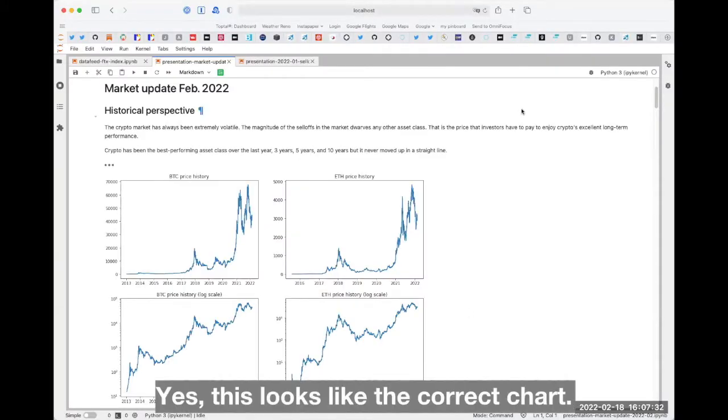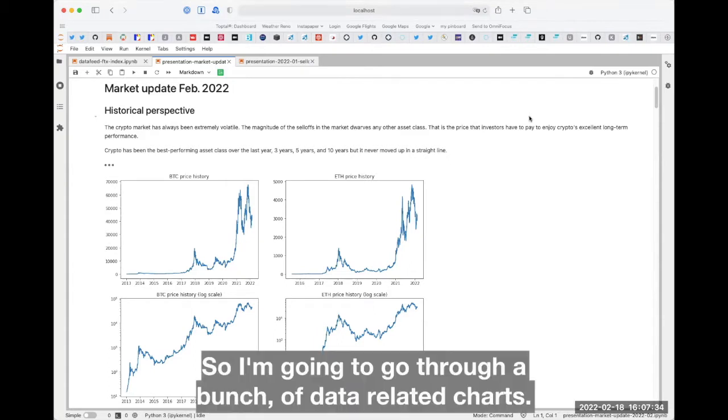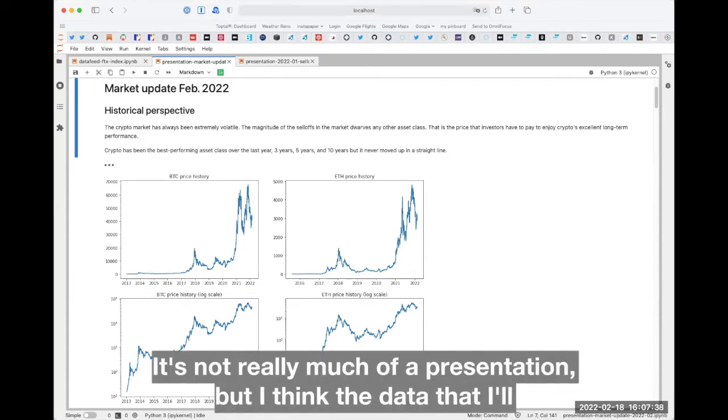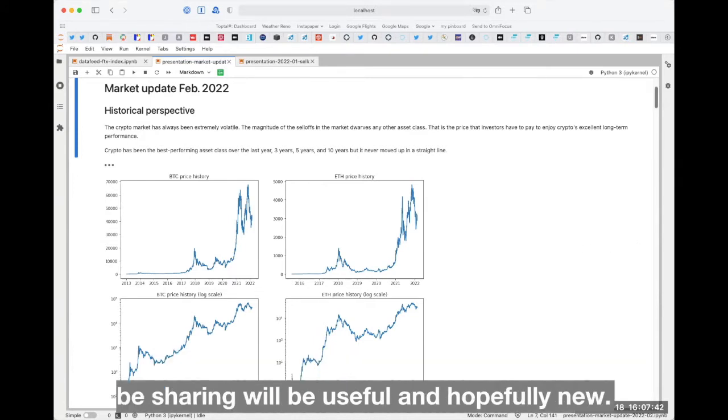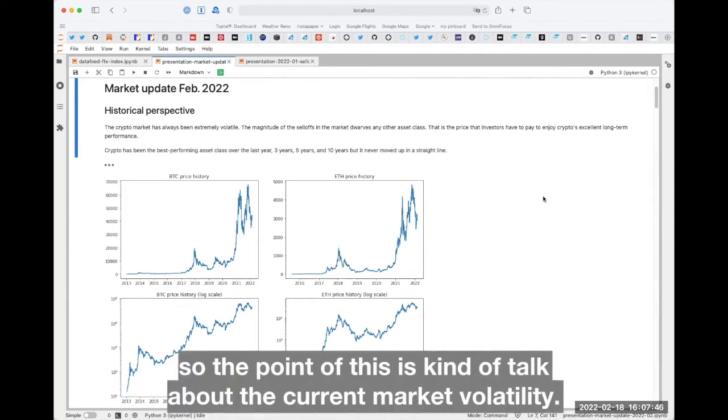Yes, this looks like the correct chart. So I'm going to go through a bunch of data-related charts. It's not really much of a presentation, but I think the data that I'll be sharing will be useful and hopefully new. So the point of this is to talk about the current market volatility.